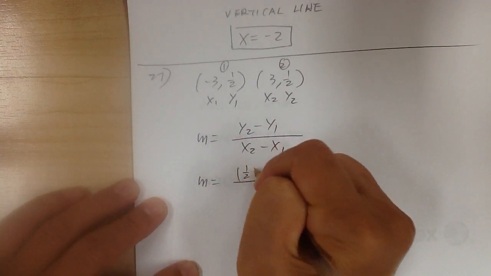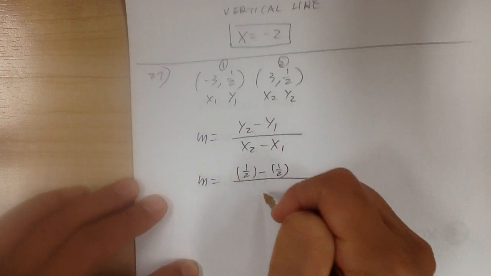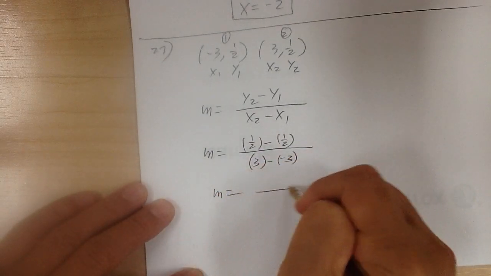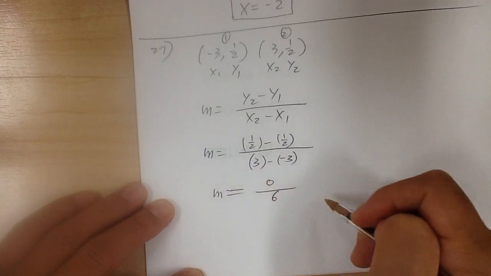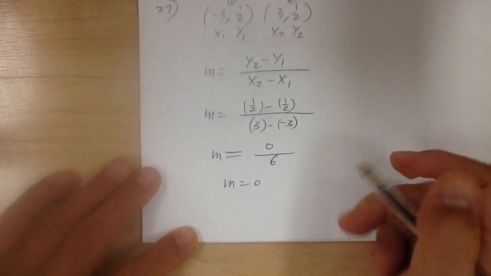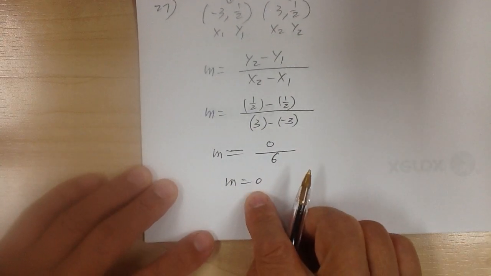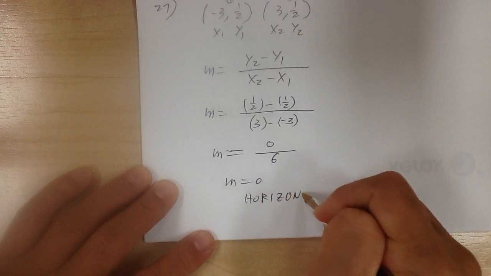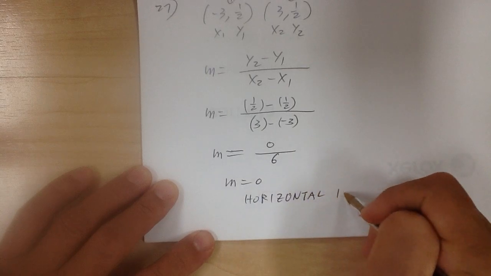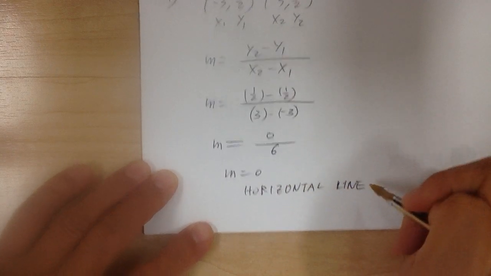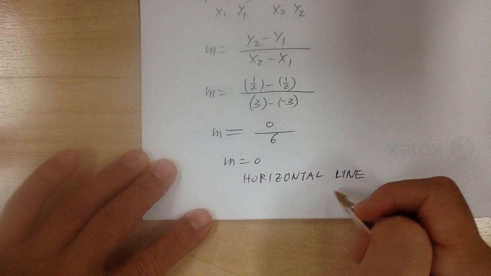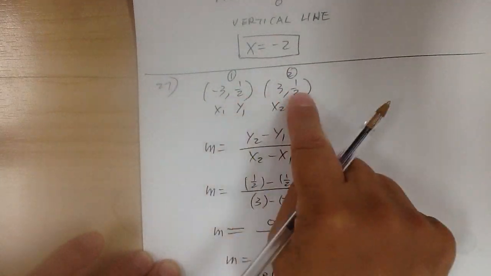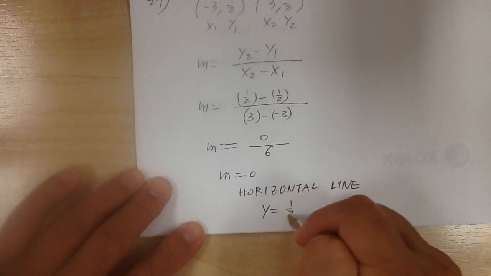Okay, so you've got 1/2 minus 1/2 over 3 minus -3. So m equals 0 over 6. So m equals 0. Okay? So m equal to 0 means it's a horizontal line. And a horizontal line means y equal to a number, and if you come over here, you can see y equal to 1/2. Okay? And so that's your answer.